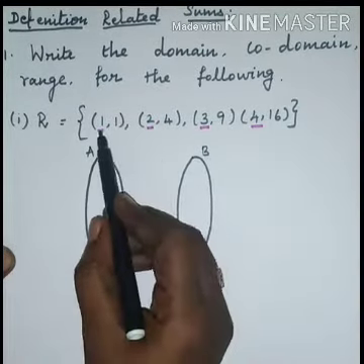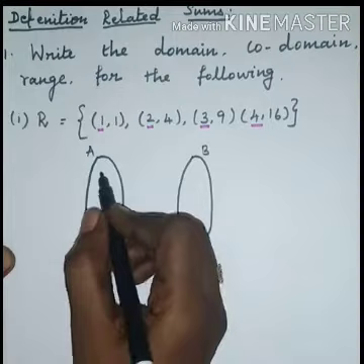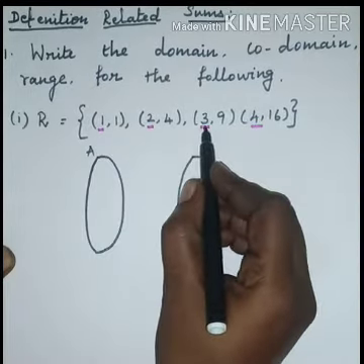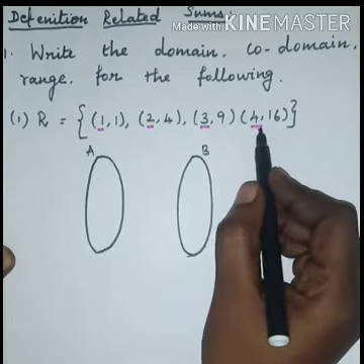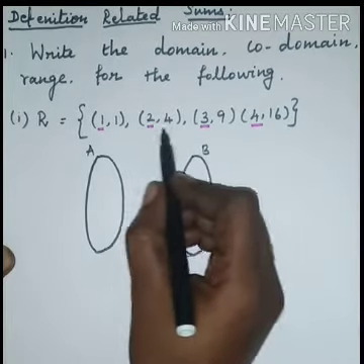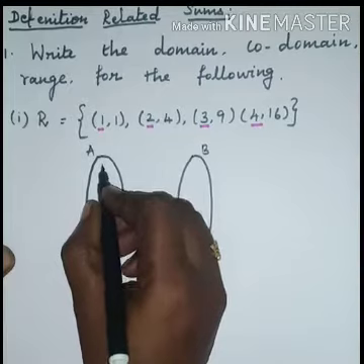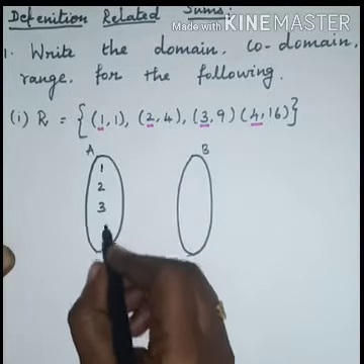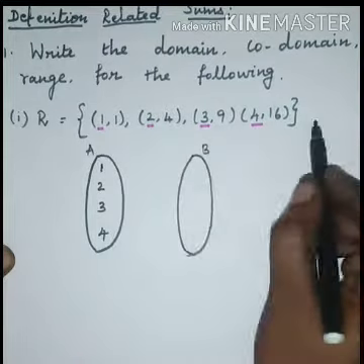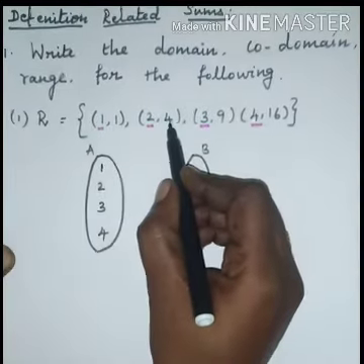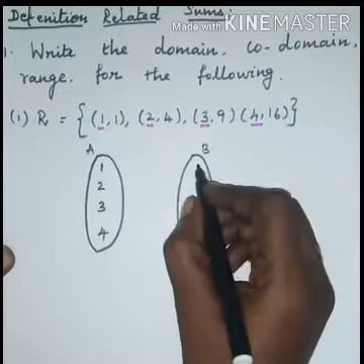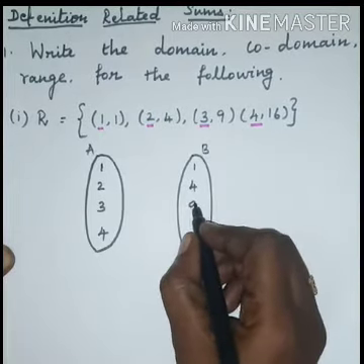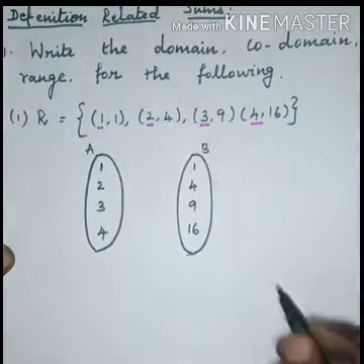Always we should write the first elements in the domain. The first elements are 1, 2, 3, 4. Write in the domain 1, 2, 3, 4. And the second elements are 1, 4, 9, 16. Write them in the codomain: 1, 4, 9, 16.